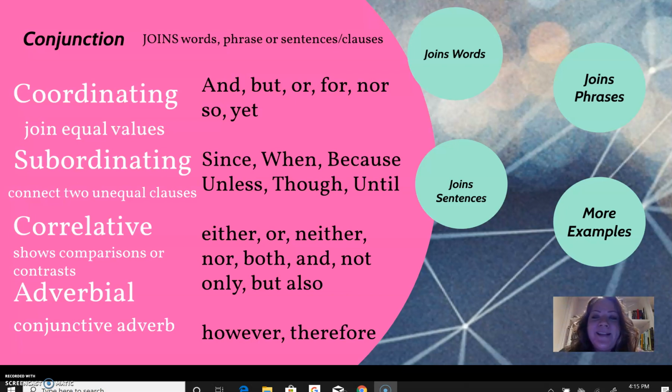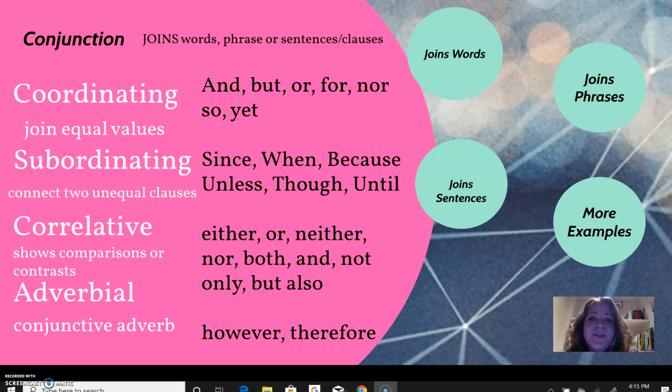By the end of this lesson, hopefully you will be able to understand the 4 kinds of conjunctions and how to use them properly in sentences with the correct grammar and punctuation. So the first conjunction is coordinating conjunctions. Those join equal values. They join 2 nouns, 2 verbs, 2 adjectives, or 2 sentences. They are and, but, or, for, nor, so, yet. We will take a look at some examples of those in a minute.